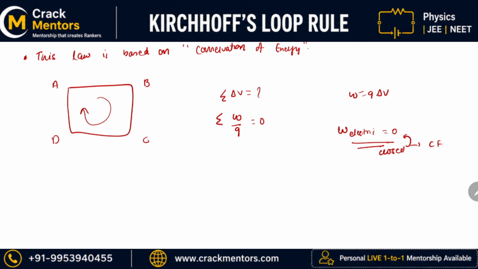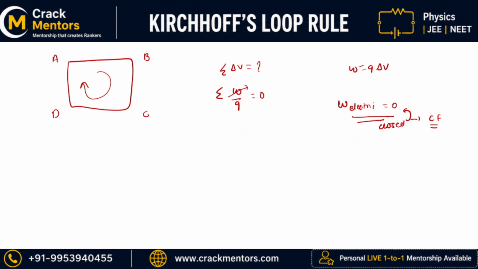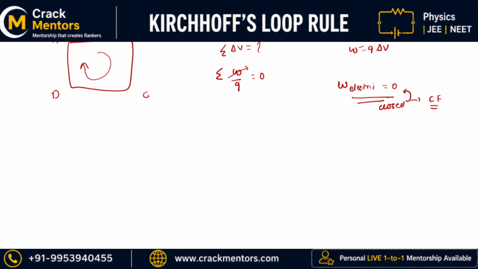Why is it zero? Because it is a conservative force. Electric force is a conservative force. Therefore, the work done along a closed path is equal to zero. The same thing has been applied here. Therefore, since work done is zero, I can say that change in potential is equal to zero in this particular case. Is that clear, everyone? So what is it based on? It's based on conservation of energy. Okay, so this was the initial important part that you have to learn.